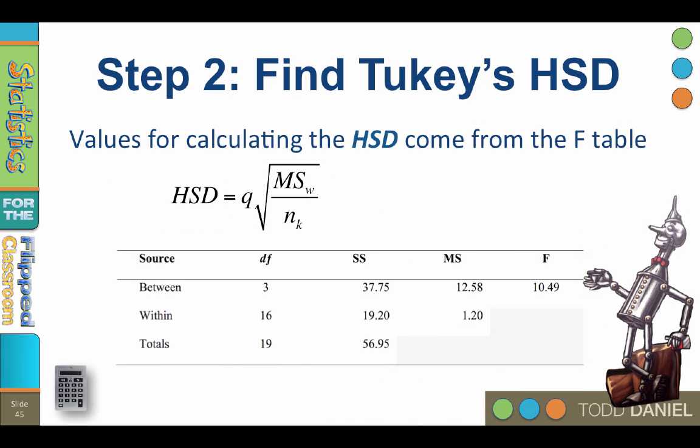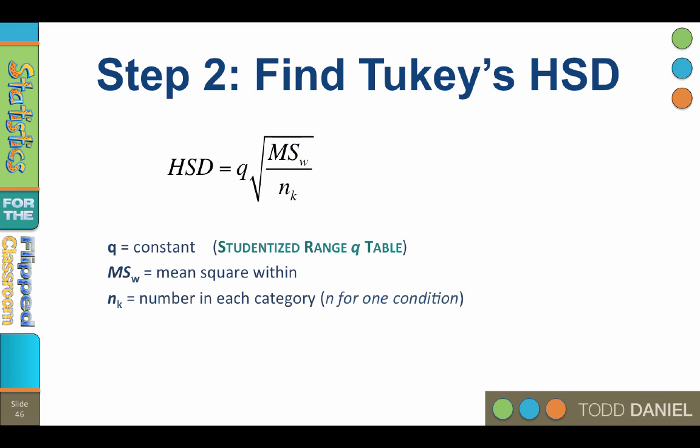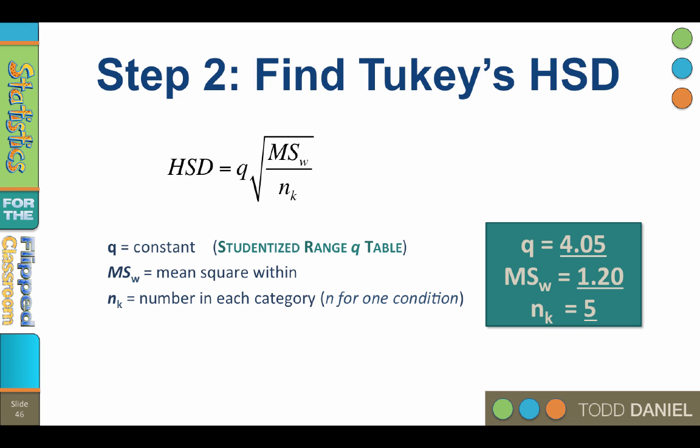Step 2, find Tukey's honestly significant difference. For this, we will return to our ANOVA summary table. We need the mean square within, which we can find right there. The mean square within equals 1.20. So now we know Q and the mean square within. The last thing that we need is N sub K, which is the number of participants in each group, again, assuming that each group has the same number of participants. So therefore, Q equals 4.05, mean square within is 1.20, and N sub K is 5. There were 5 munchkins in each group.